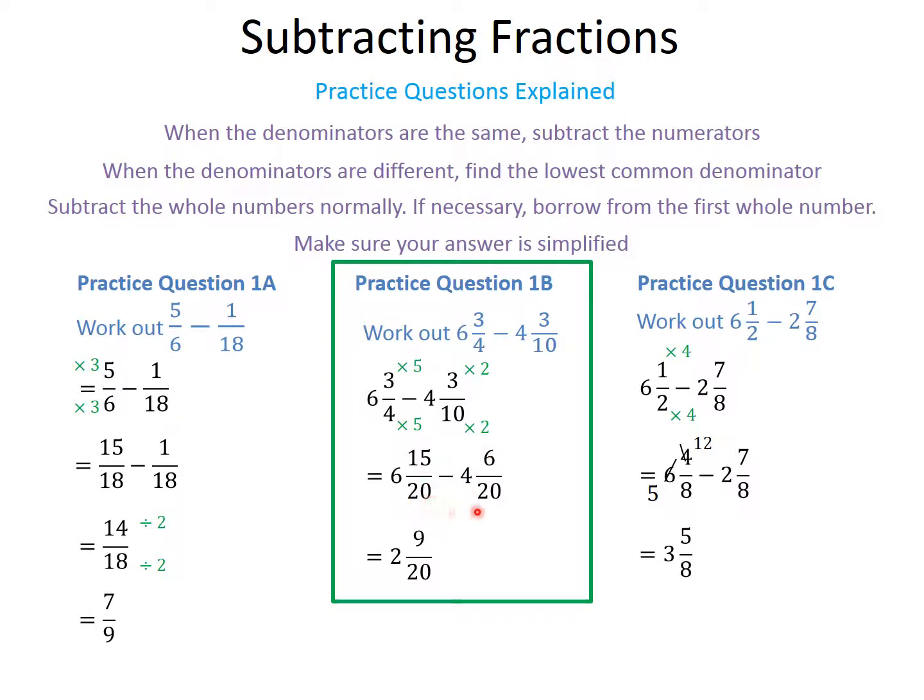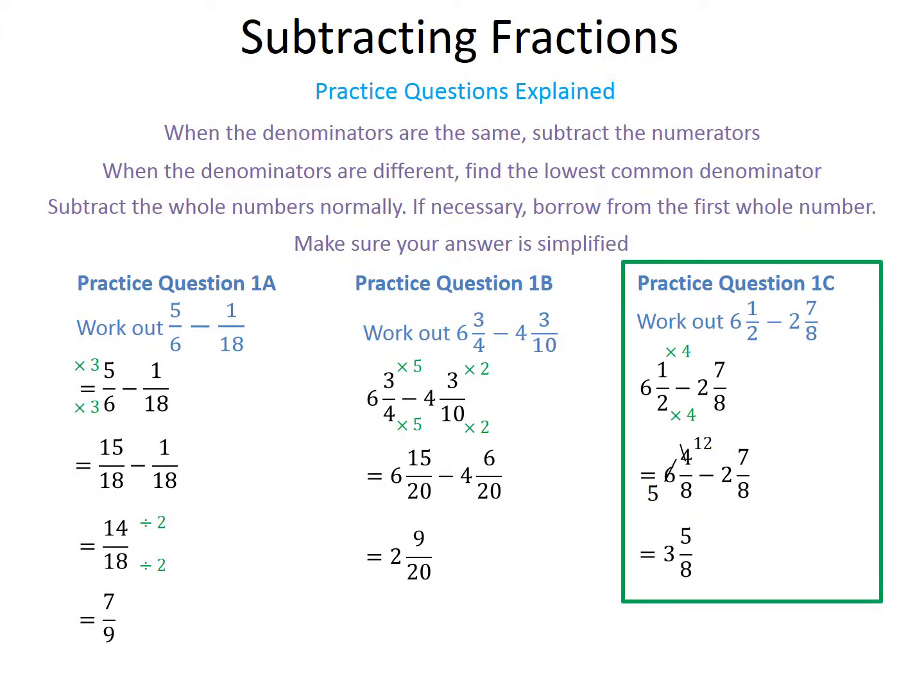And so once the denominators were the same, I just checked, can I do 15 take away 6? Yes, that's not a problem. So I just went 6 wholes take away 4 wholes is 2, and 15 take away 6 is 9. Does anything go into 9 and 20? No, it doesn't. So it's in simplest form.